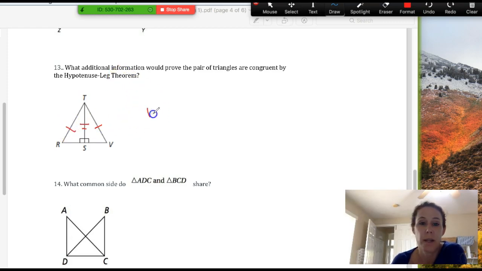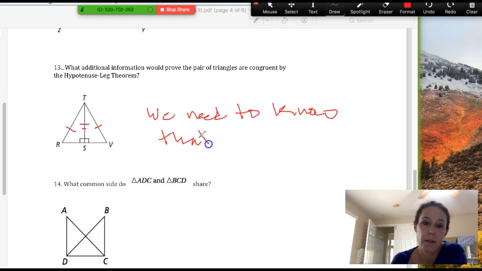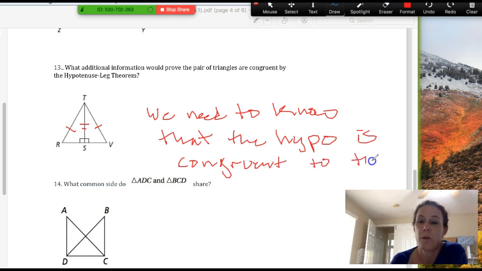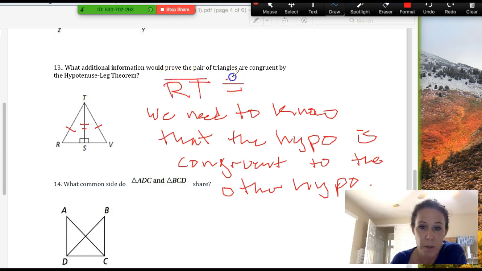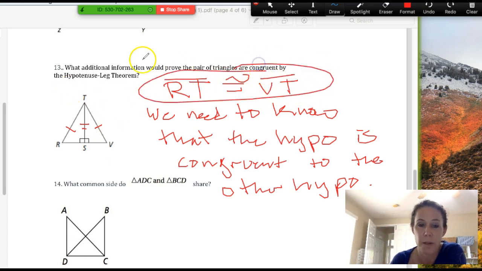So I would say we need to know that the hypotenuse is congruent to the other hypotenuse. We'll call it a hypo, right? Or you could simply say we would need to know RT is congruent to VT. That would be a simpler way to do it. All right.